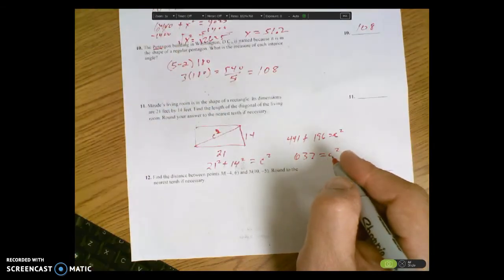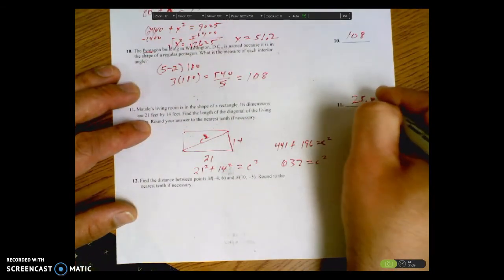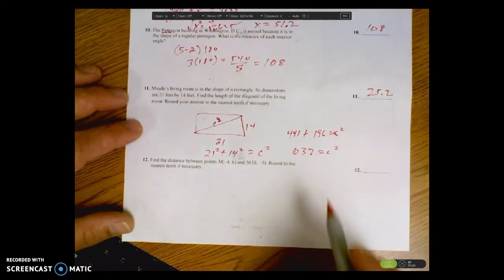I'm going to find the square root of that, which is 25.2. 25.2. All right, I've got a minute to finish this last problem.